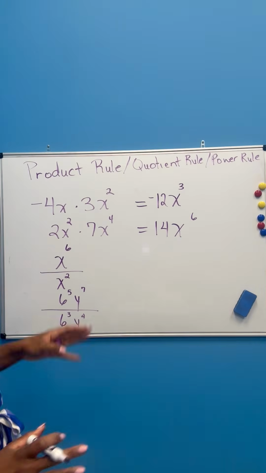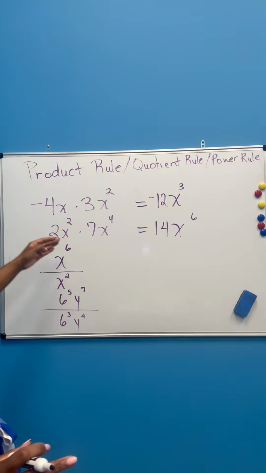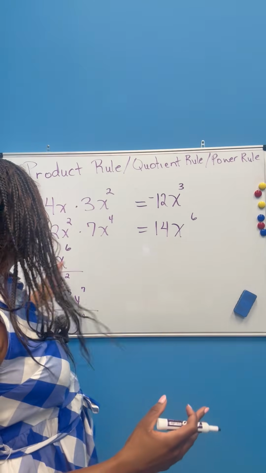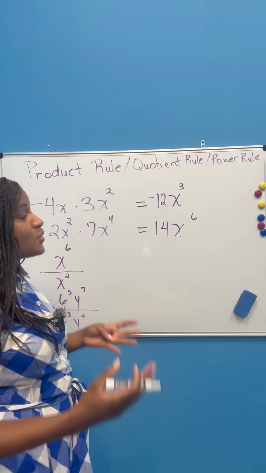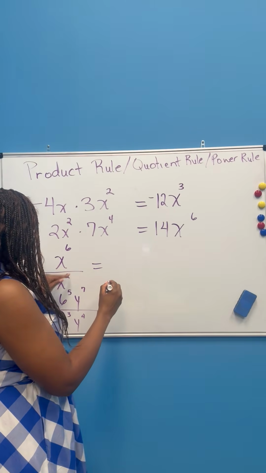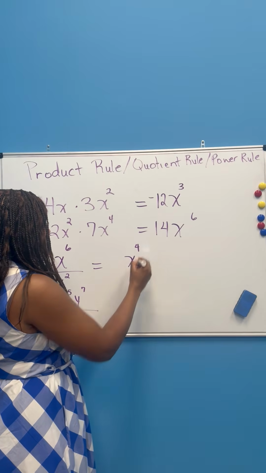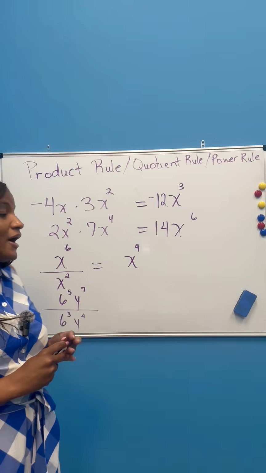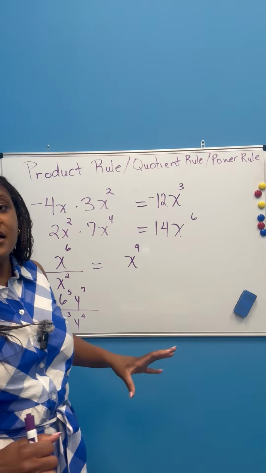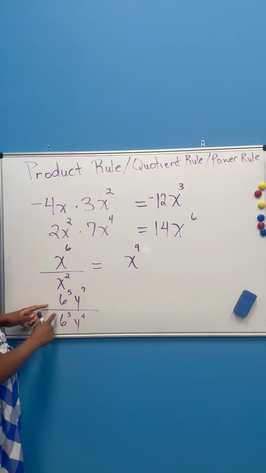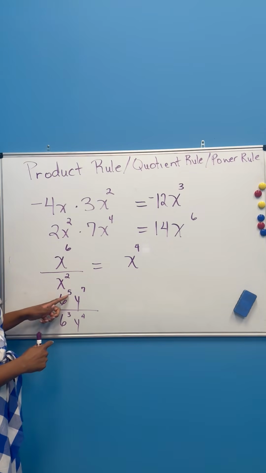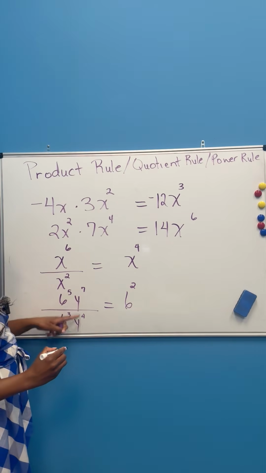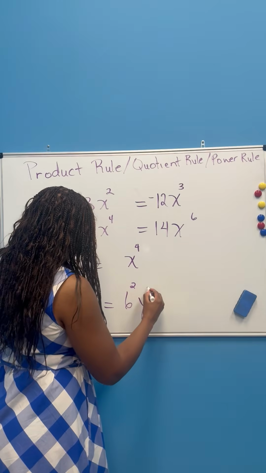Now let's go to the quotient rule. The quotient rule is that if you have fractions and your fractions are division, so you're dividing numbers with exponents, you need to subtract. So here we have 6 minus 2, which is x to the fourth. And over here, we do have numbers. Like I said, it could be numbers, and this is a combination of numbers and variables. So we have our 6, and they're the same base. So we do 5 minus 3, which is 2, and 7 minus 4, which is 3.